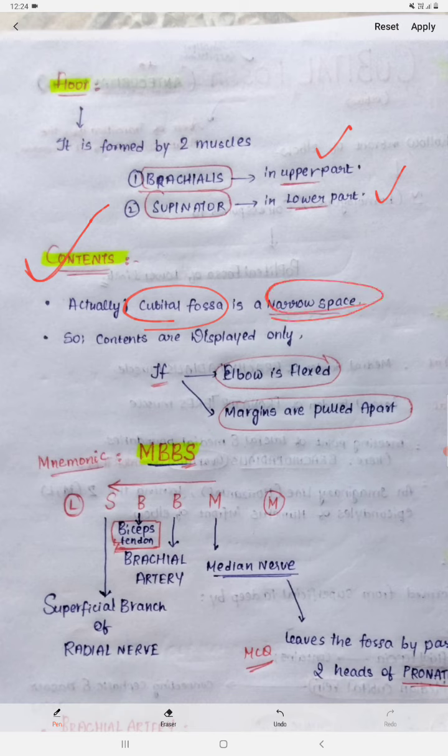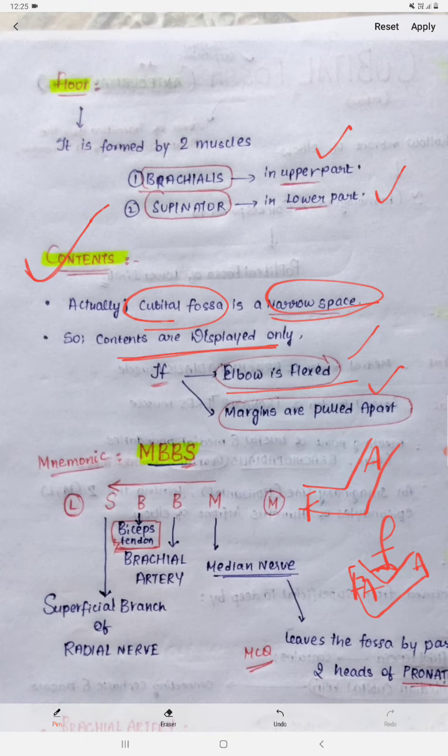It is a narrow space, and the contents are displayed only when you flex the elbow and the margins are pulled apart. So the hand will be present like this. This is the arm region and this is the forearm. So you need to flex. Flex means you need to decrease the angle between the arm and the forearm, so that the upper limb is flexed and you can see the contents of the cubital fossa very clearly. First of all, you need to observe the cubital fossa contents: flex the elbow and pull the margins apart, then only you can see the contents clearly.